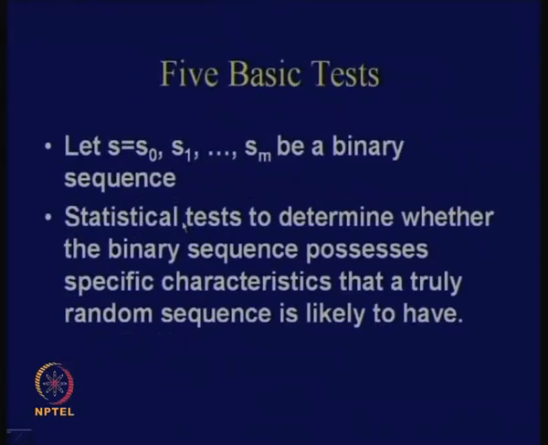Okay. So there are some tests, actually, which we will see. There are 5 basic tests which a sequence is supposed to pass in order to give a guarantee that it is not random, that it's a probable candidate for a good pseudorandom bit generator. So you take S, and suppose S is equal to S0, S1 and so on till Sm. It's a binary sequence, and now you have to give some statistical test to determine whether the binary sequence possesses specific characteristics that a truly random sequence is likely to have.